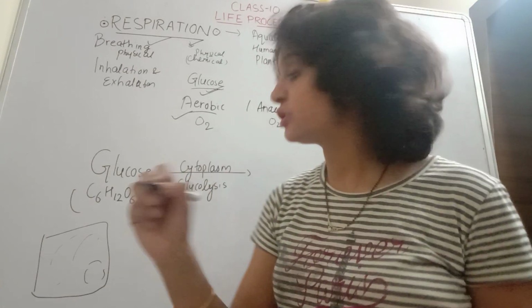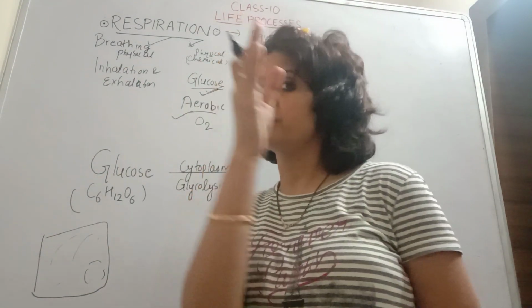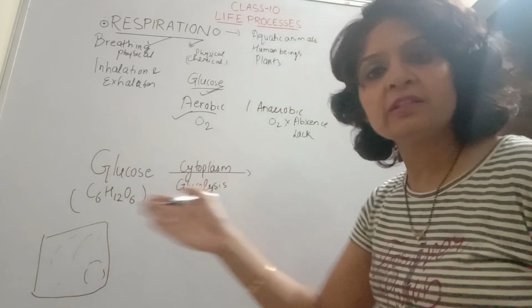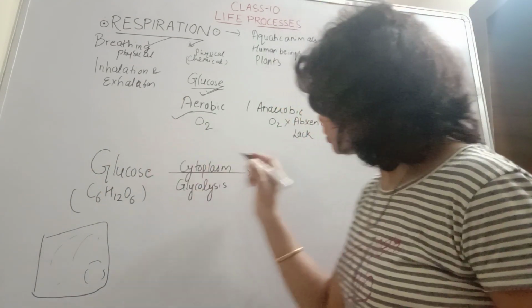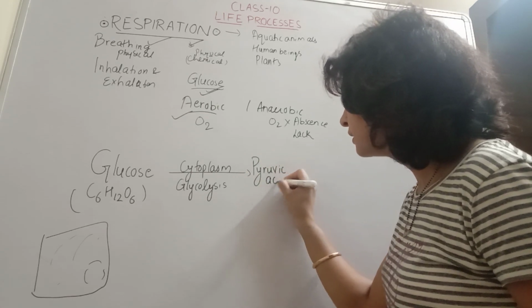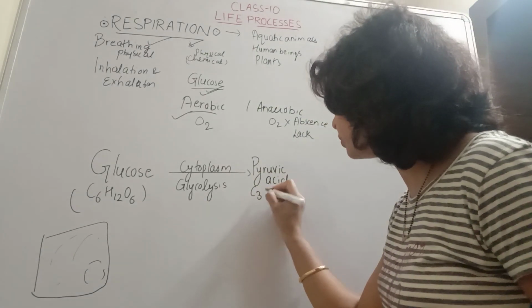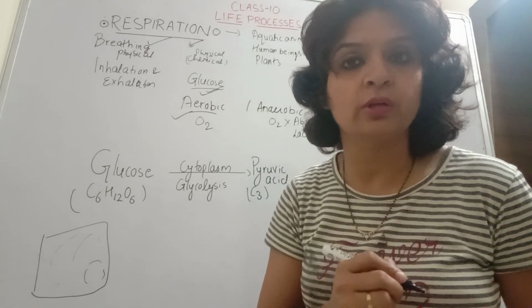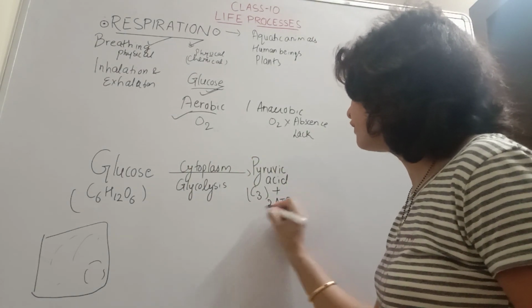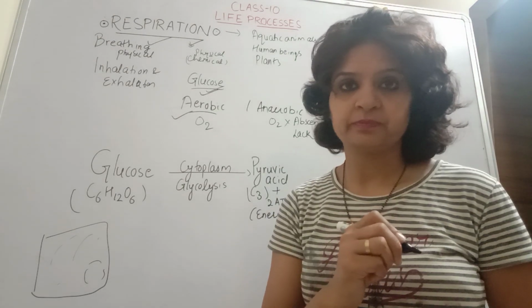Glycolysis is a step which is breaking this glucose molecule. Now, breakdown of the complex food into the simpler one is known as catabolism. So catabolism is occurring. The glucose is getting converted into pyruvic acid. A 6-carbon molecule breaks down into a C3 molecule, a 3-carbon molecule. Along with this pyruvic acid, 2 ATP are formed. The energy is also released at this step.